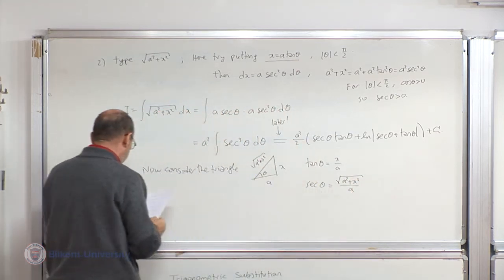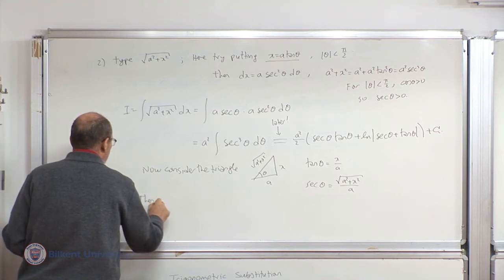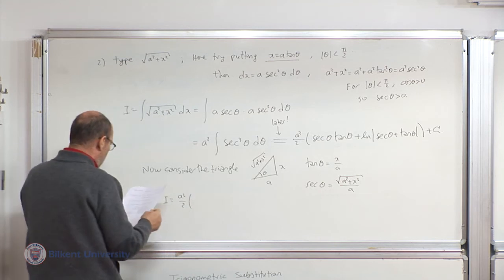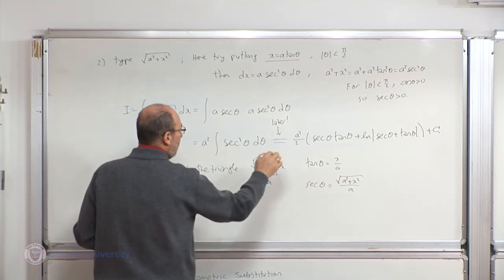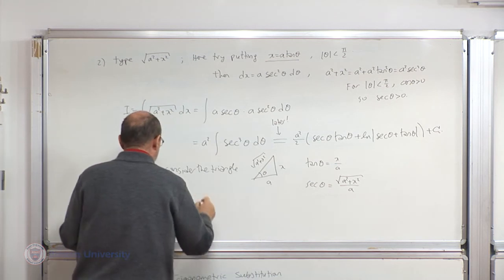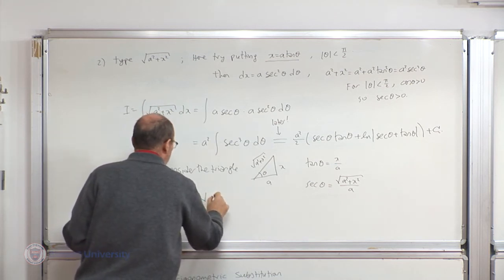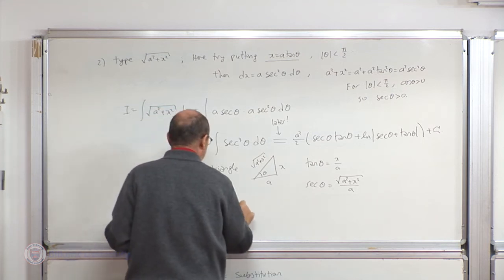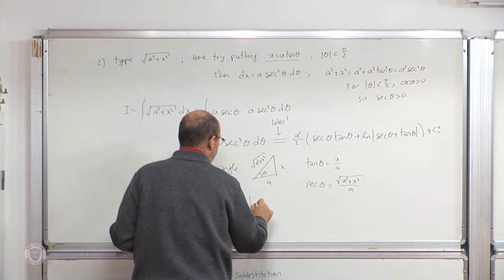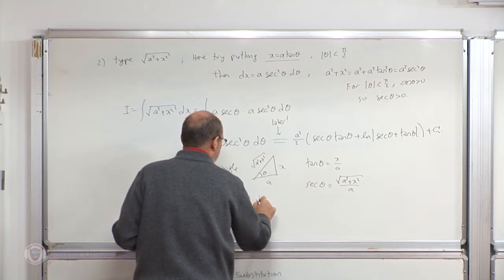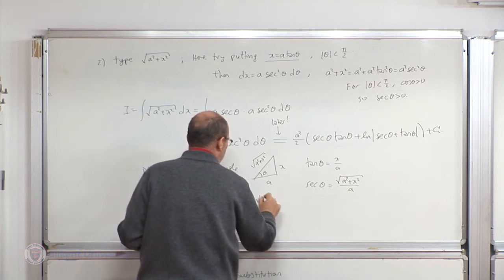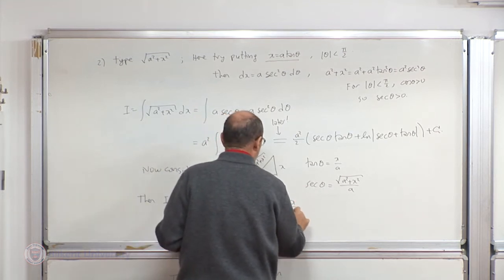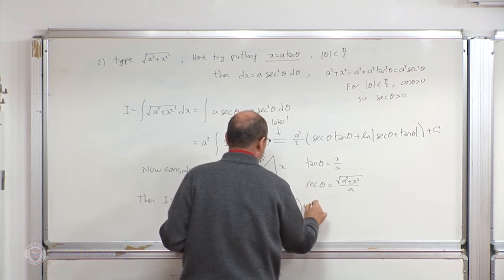Okay, so then I can write I as a square over 2. So I have here secant times tangent, so I just multiply these things: x, square root of a square plus x square, divided by a square, plus ln of these guys. Secant theta is the square root of a square plus x square over a, plus x over a, plus c.